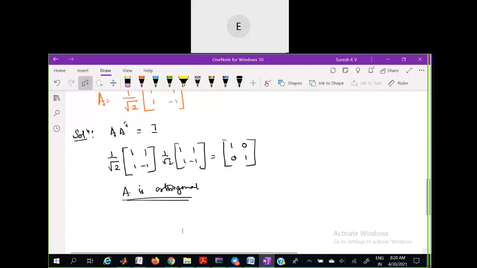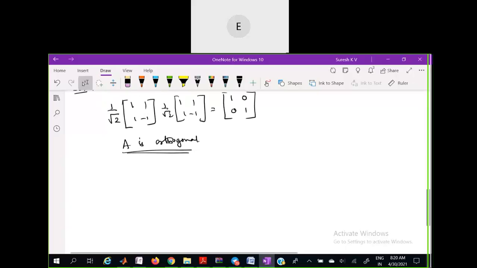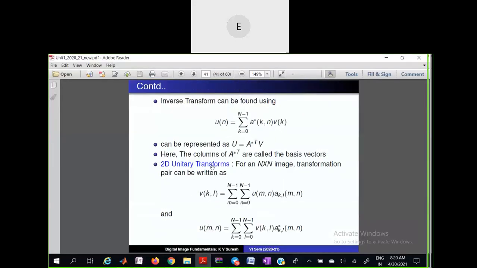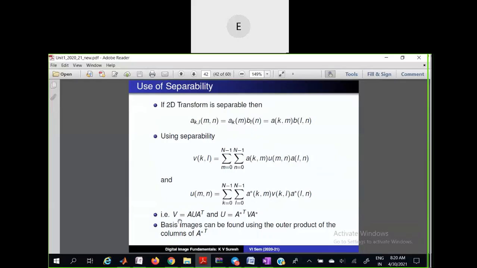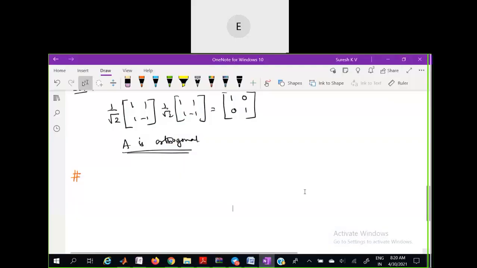Now I will give you a problem. This is not on checking the orthogonality. The next problem is using the transformation that I just explained. So you have a two-dimensional signal, and you are given a transformation matrix. I want you to find V. Of course, I also want you to find U back from V. Okay, so let us do that. This problem is very popular, so please concentrate.